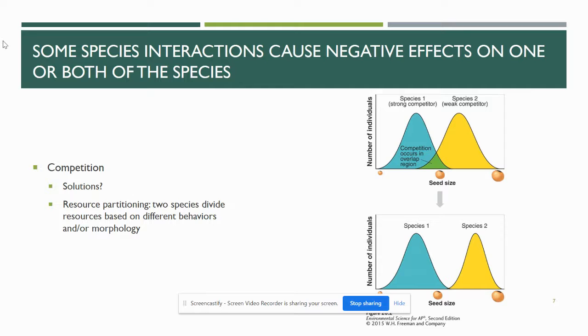Sometimes it's just as simple as, they're competing for the same resource, but one is nocturnal and the other species is diurnal. But either way, generally some sort of adaptation will have to take place so that there is no competition for the same resource at the same time.